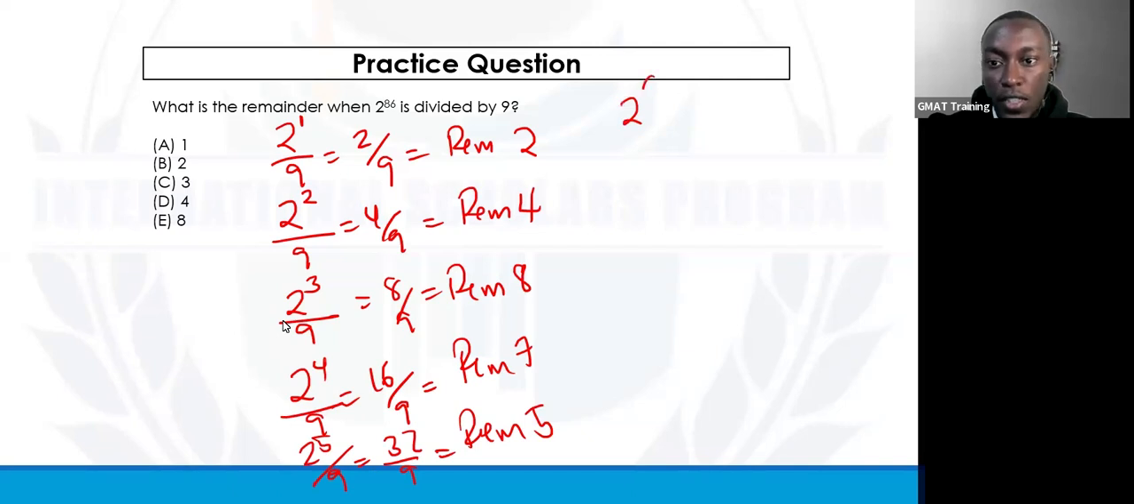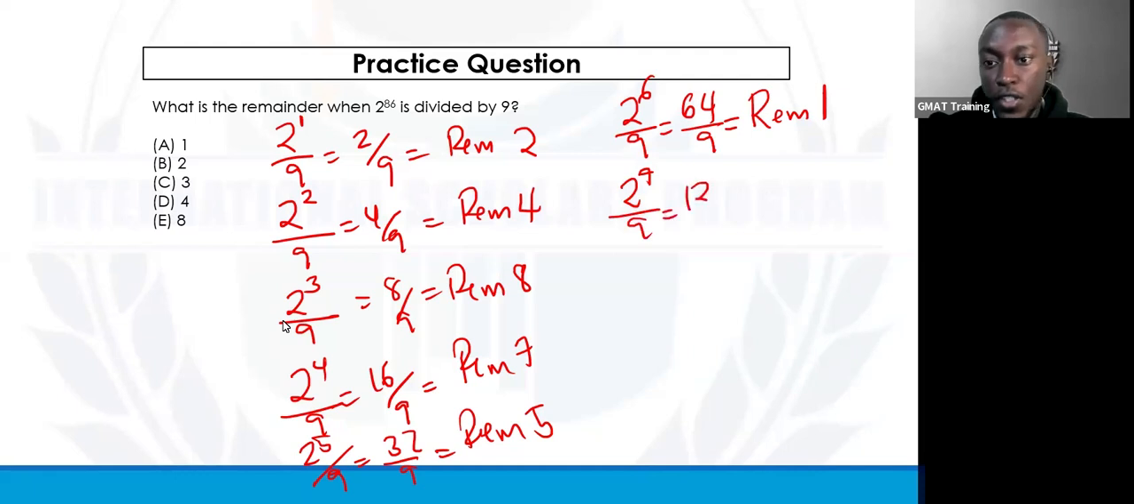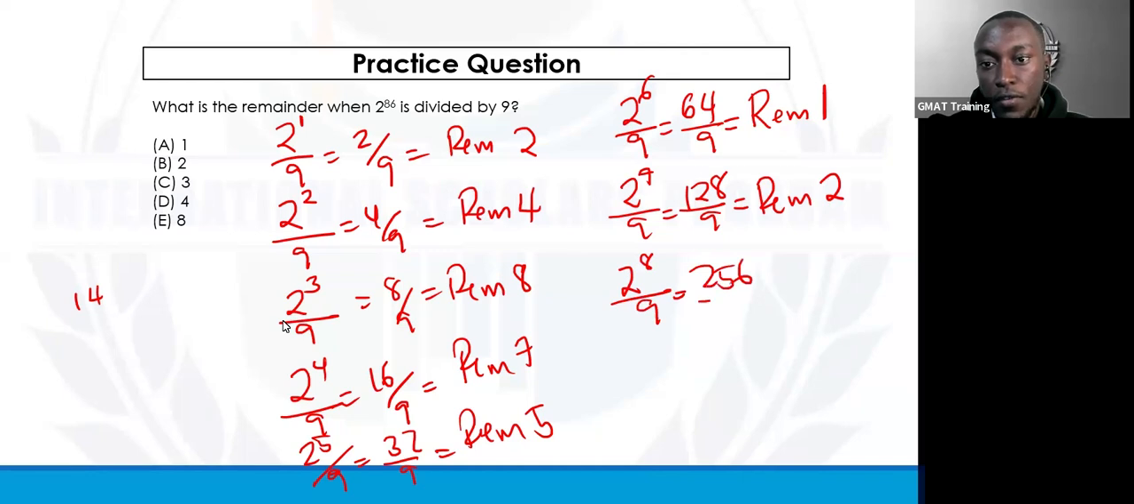2 to the power 6 divided by 9, which is 64 divided by 9. The closest multiple is 63, which is 9 times 7. So that gives us a remainder of 1. 2 to the power 7 divided by 9, which is 128 divided by 9, goes in 14 times, and gives a remainder of 2. 2 to the power 8 is 256 divided by 9.